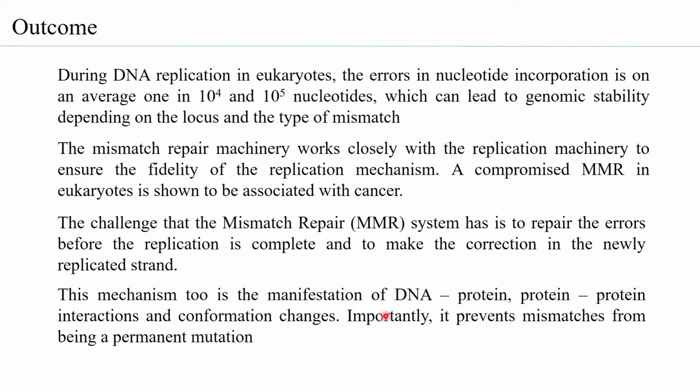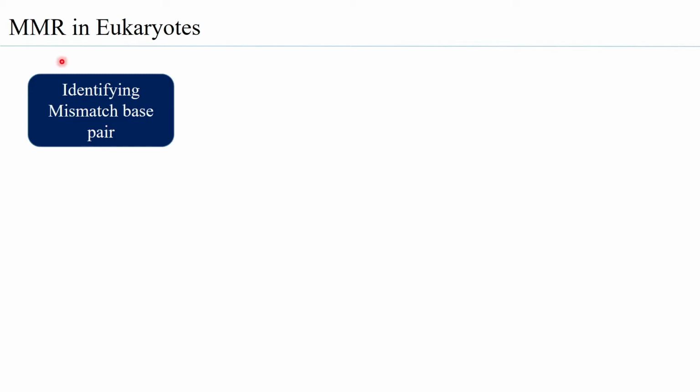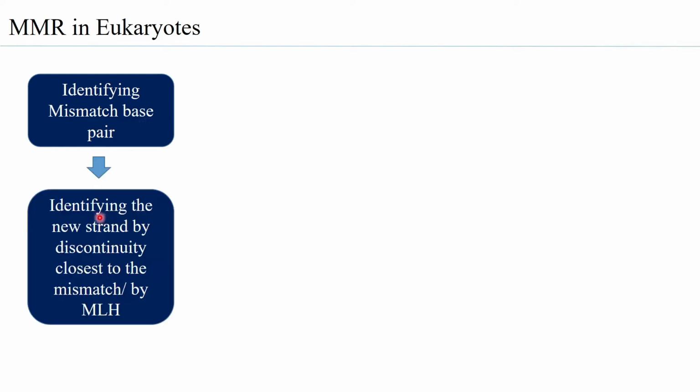This mechanism, too, is a manifestation of DNA-protein interactions and conformational changes. Importantly, it prevents mismatches from becoming permanent mutations. Now, to understand MMR in eukaryotes, the steps involved: the first step is identifying the mismatch, or identifying the indels, that is, the insertions and deletions. Identify the new strand. It does not just have to identify the mismatched base pair, but having identified it, it also has to identify the strand that contains the wrong nucleotide.